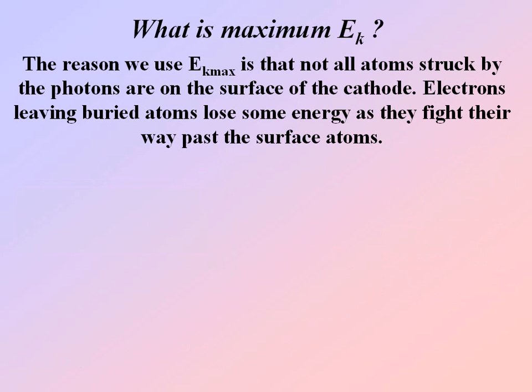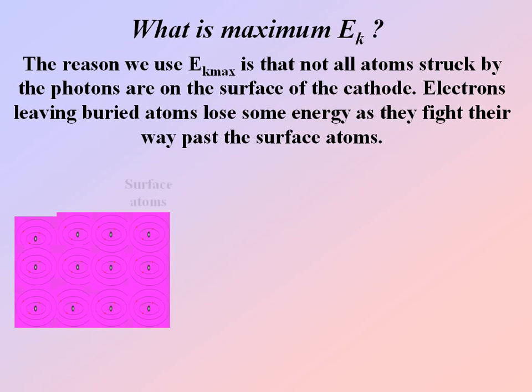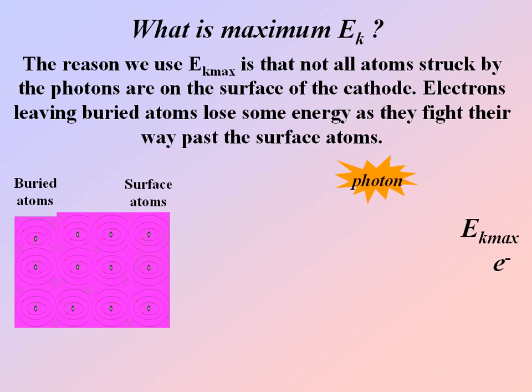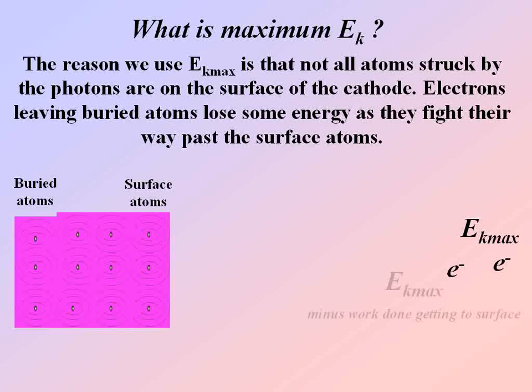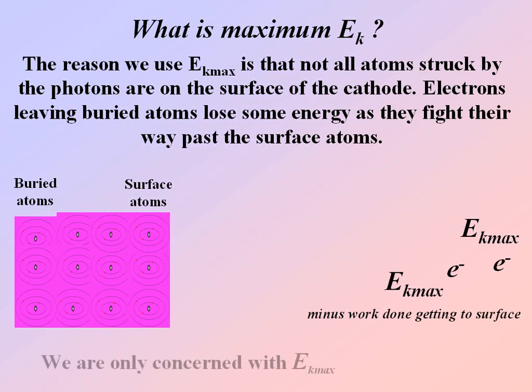The reason we use EK max rather than just EK is that we are only concerned with electrons with the most kinetic energy. Those we assume would be the ones that are ejected from the surface of the cathode. Electrons that are ejected from the surface will have lots of energy. Electrons that are ejected from beneath the surface may have to fight their way out and therefore may lose some energy. We're only concerned with EK max.